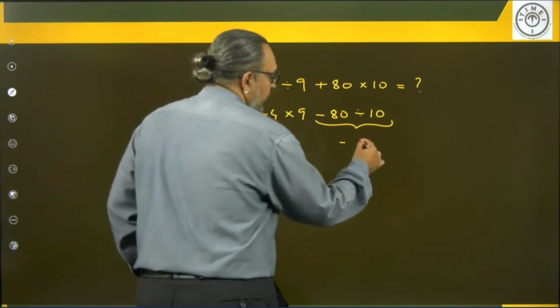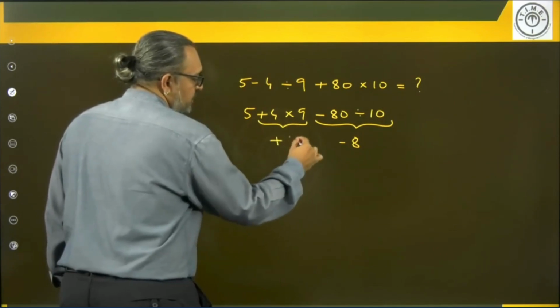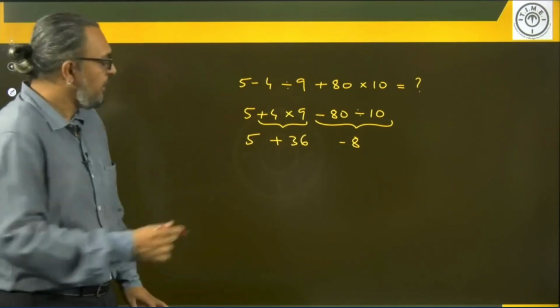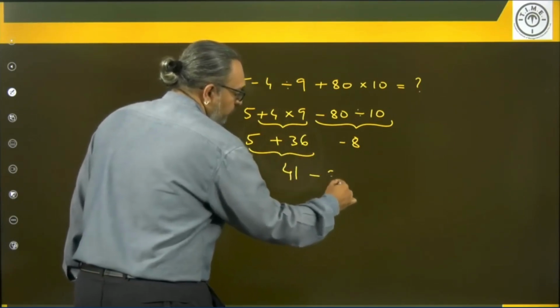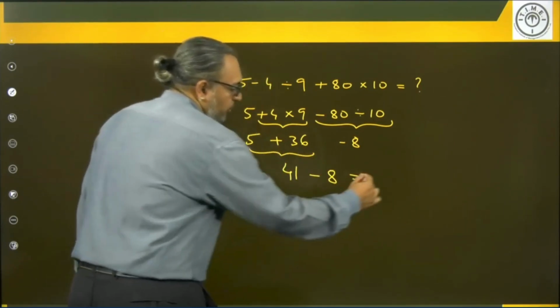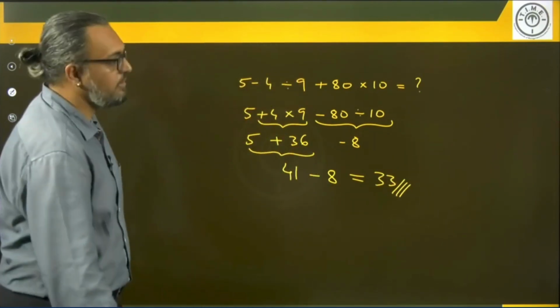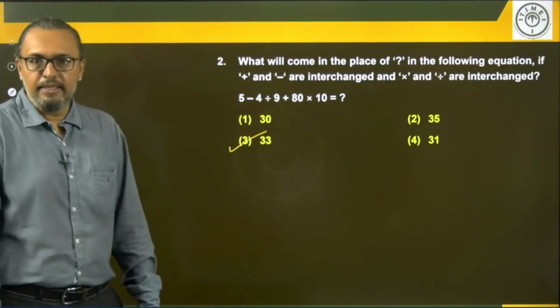So basically you will get negative 8, correct, and then this one which is plus 36, and then you have 5, that is plus 5 basically. So now you add 5 plus 36, you get 41, and 41 minus 8, you are going to get 33. So that would be the answer to this, and 33 is available in choice 3. Yes, okay.